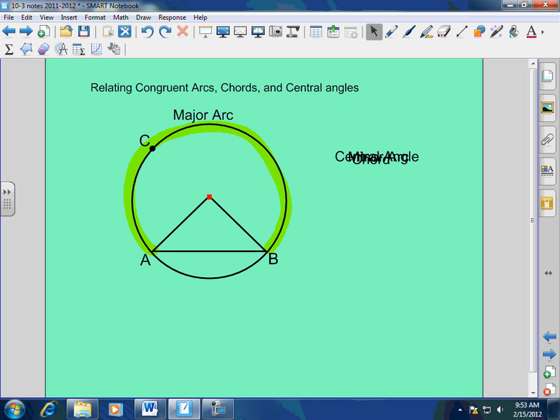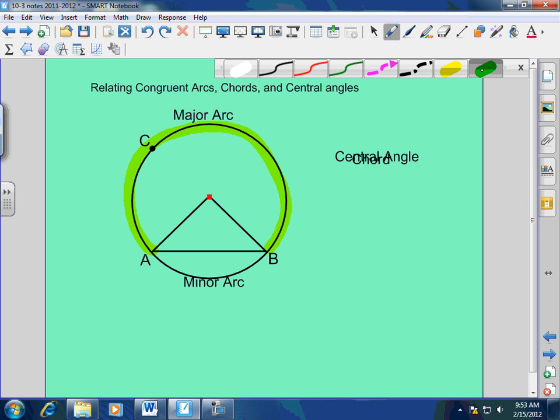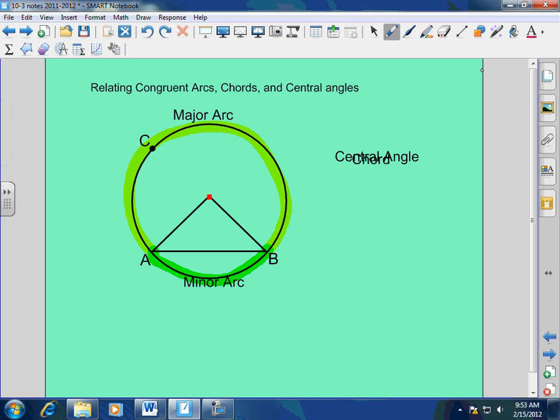Next, come on up. Same thing, please. Go ahead and you're going to choose one. Okay, there you go. Minor arc. Where's the minor arc? All right. And then let's just highlight it. There you go. So, minor arc is AB. Awesome.